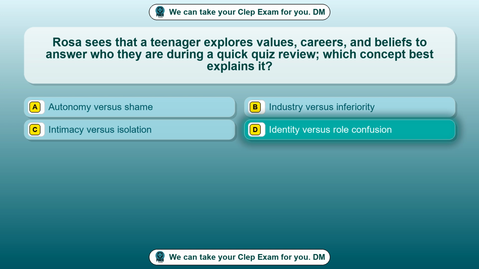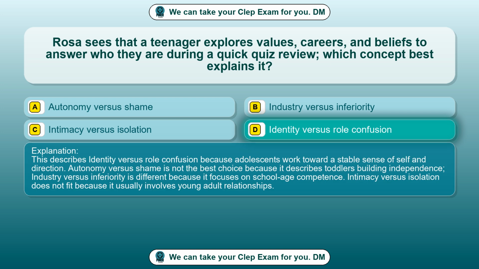The correct answer is option D, identity versus role confusion. This describes identity versus role confusion because adolescents work toward a stable sense of self and direction. Autonomy versus shame is not the best choice because it describes toddlers building independence. Industry versus inferiority is different because it focuses on school-age competence. Intimacy versus isolation does not fit because it usually involves young adult relationships.